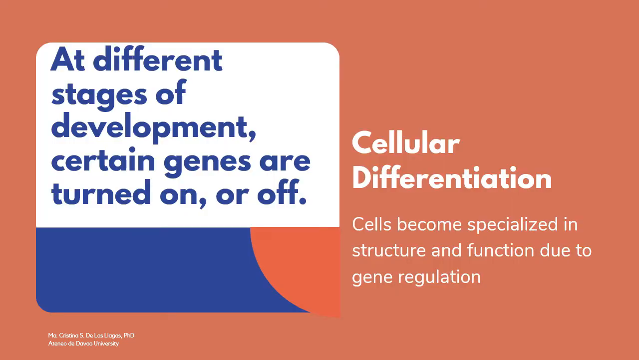Not all genes in the somatic cells are turned on at the same time. At different stages of development, certain genes are turned on or off in a specific tissue. The regulation of gene expression is responsible for cellular differentiation. Cells become specialized in structure and in function.